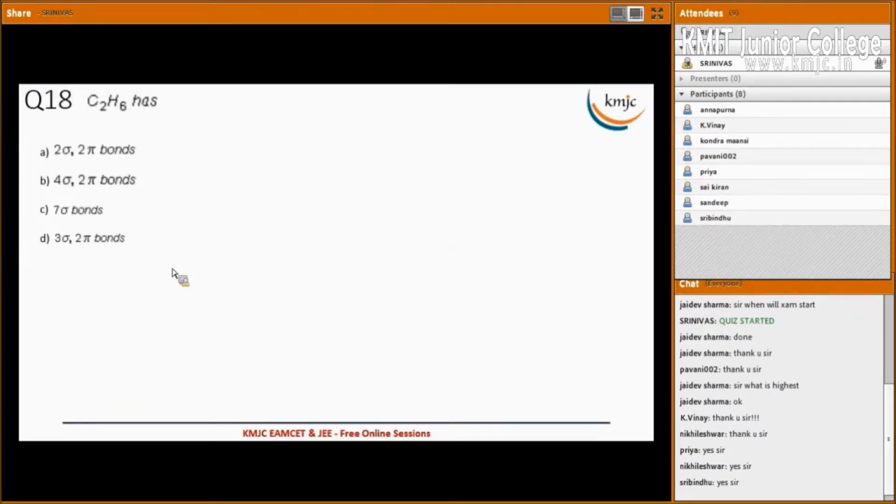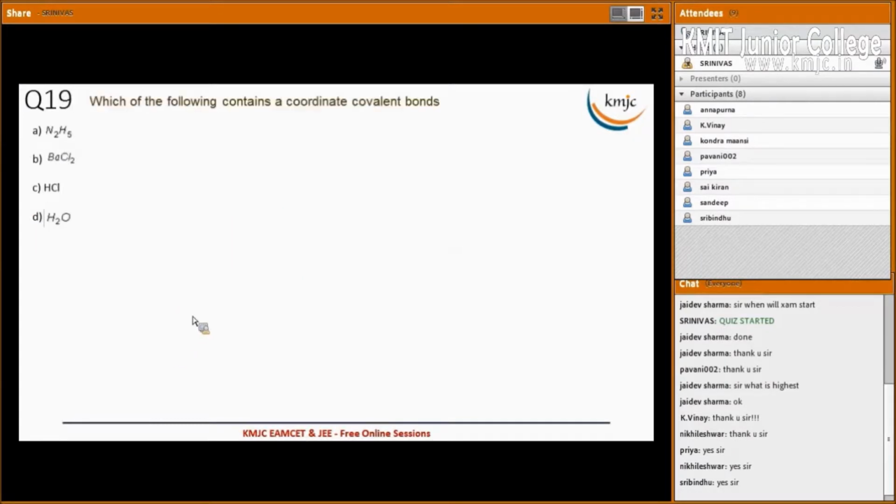C2H6 has how many pi bonds or sigma bonds? So to draw the structure of C2H6, there are sigma bonds and no pi bonds. Okay, 1, 2, 3, 4, 5, 6, 7 sigma bonds. The answer comes to be C.